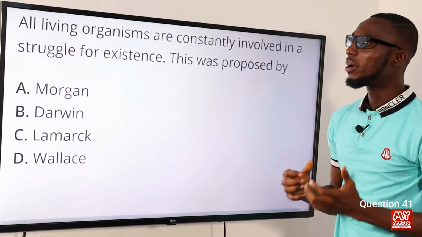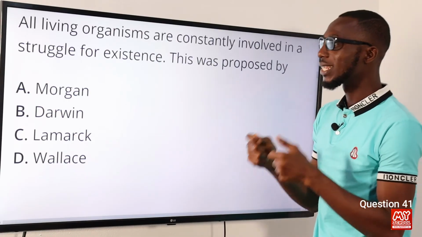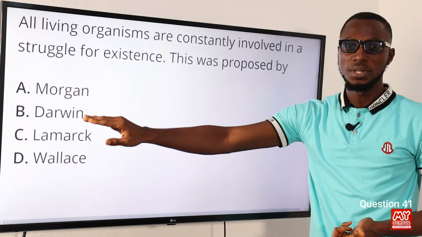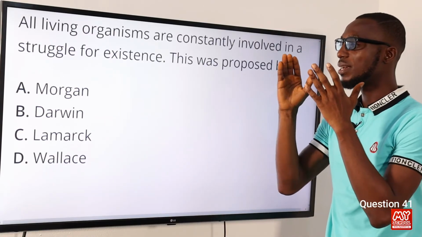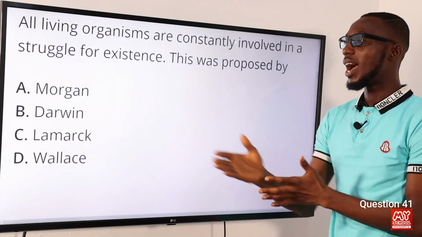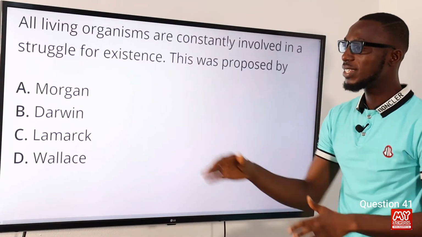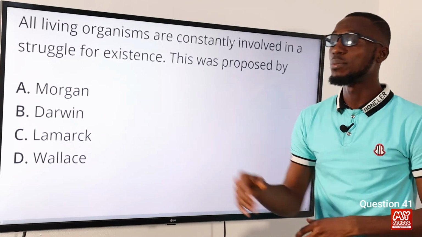41. All living organisms are constantly involved in a struggle for existence. Okay, this was proposed by who? By Charles Darwin. So I'm talking about survival of the fittest. But when you talk about Jean Lamarck, you are talking about use and disuse. So I believe the major contest should be between these two options. So for clarity's sake, Charles Darwin talks about struggle for existence. So your correct option is option B for Charles Darwin.